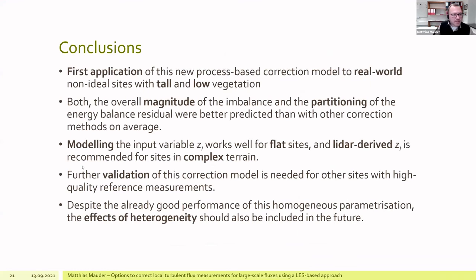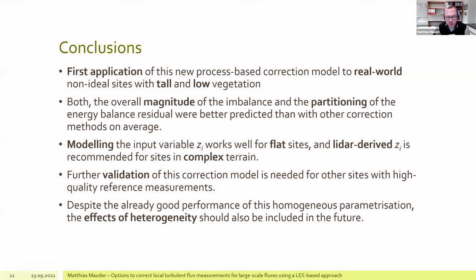So to summarize, this is the first application of the new process-based correction method that's based on large eddy simulations, ideally over a homogeneous surface. I didn't really expect that it would work so well, but it was quite promising. We applied it to tall and low vegetation and different measurement heights. Both the overall magnitude of the imbalance and the partitioning of the residual, which could be checked with the lysimeter measurements, were better predicted than with other correction methods on average.